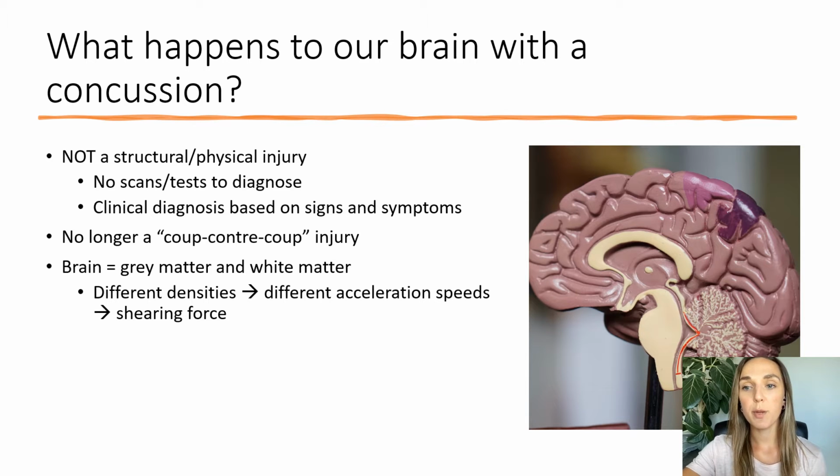The injury was previously thought to be due to the brain hitting off the insides of the skull, referred to as a coup-contrecoup injury. We now better understand that the white and gray matter that makes up the brain is made of different densities, which therefore accelerate at different speeds when the impulsive force is transmitted to the brain. This difference in acceleration speeds causes a micro-shearing force in the neurons, which alters the electrical signals that they fire.